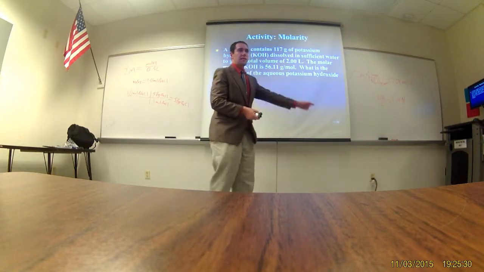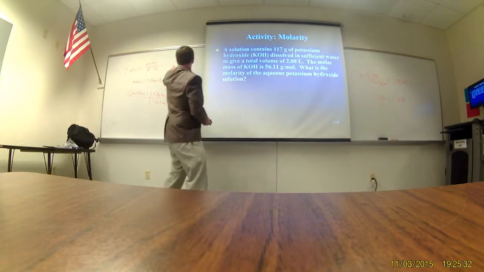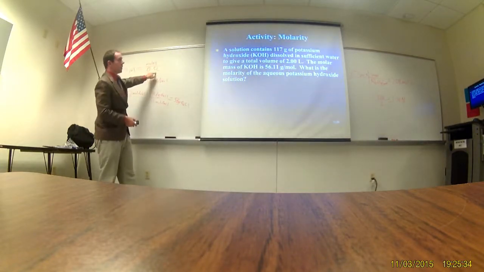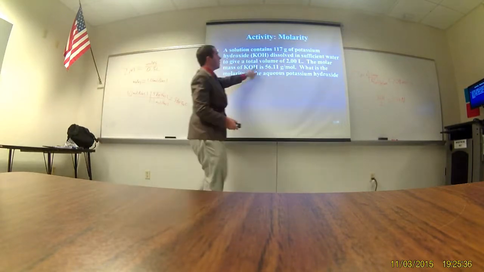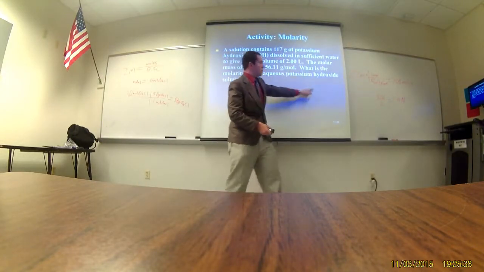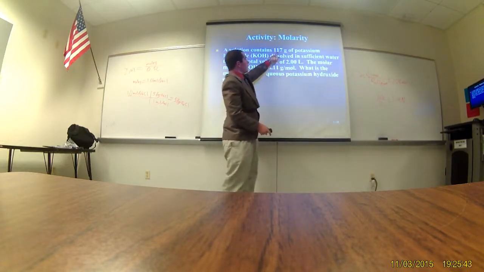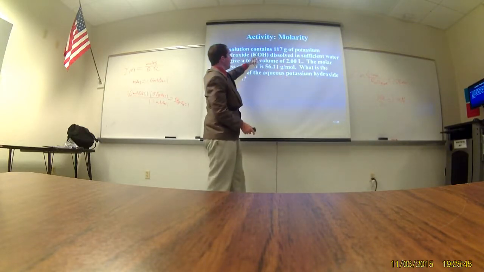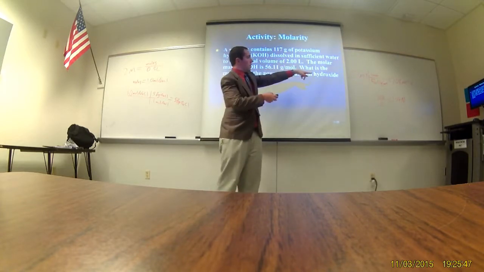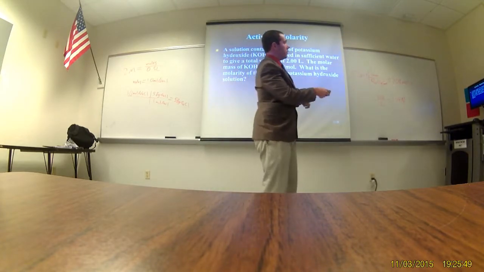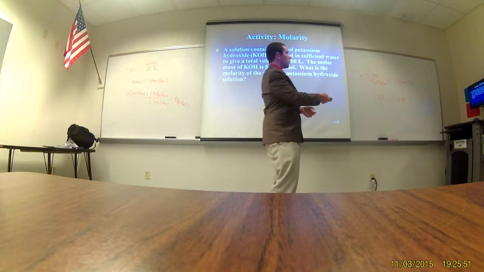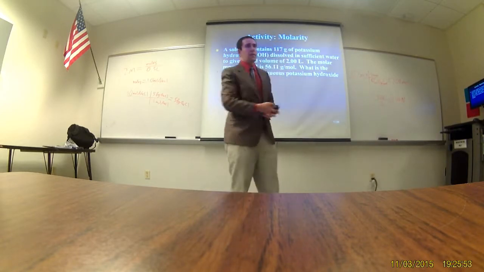So he needed moles divided by liters. Liters is directly given to us, 2.0, so he's got 2 on the bottom. To get moles, he just converted 117 grams of potassium hydroxide to moles. Now he has his moles, and moles divided by liters is 1.04 molar.